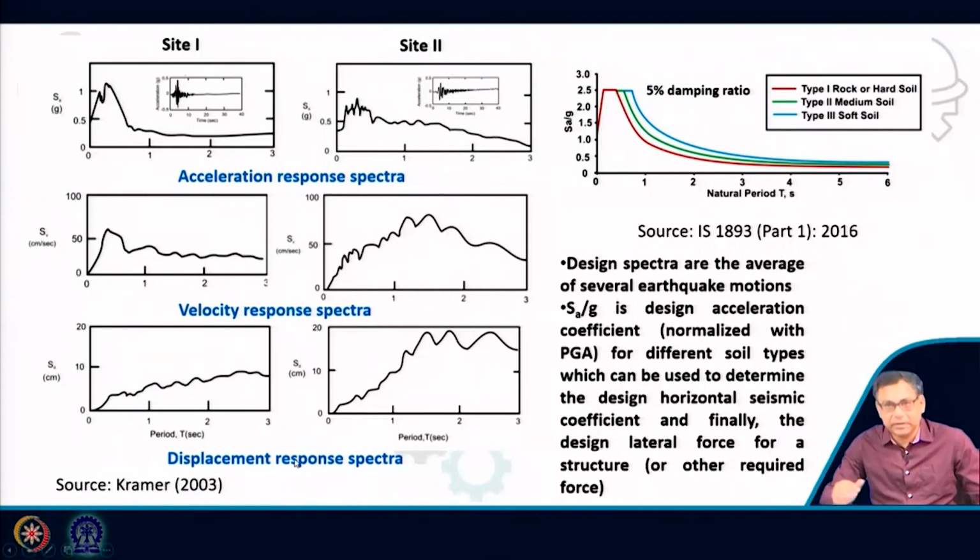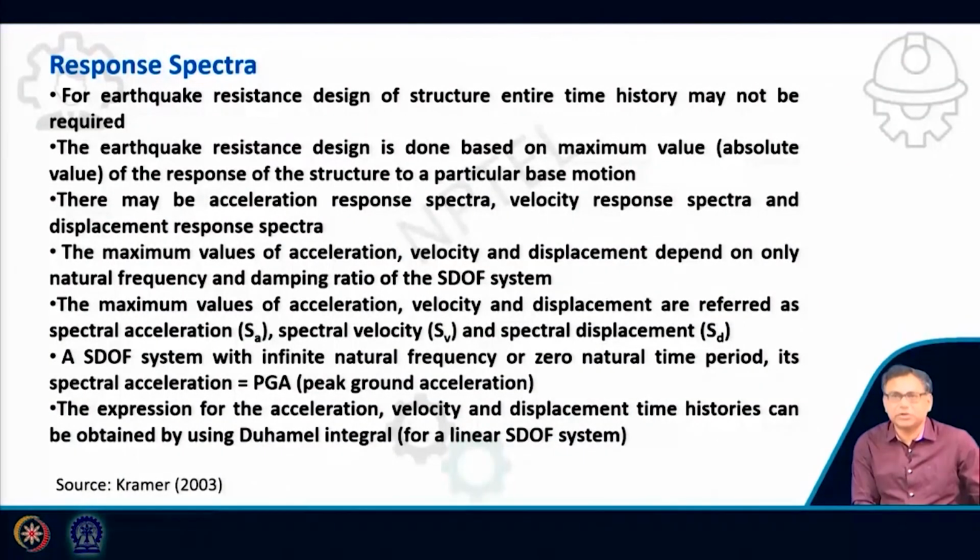I have discussed with a simple problem, but here you can use any base motion, and in that case the maximum values of acceleration, velocity and displacement depend only on the natural frequency and the damping ratio. The maximum values of acceleration, velocity and displacement are referred to as spectral acceleration, spectral velocity and spectral displacement. So I have discussed how to get the displacement response spectra by using the maximum displacement with different natural frequency or time period.